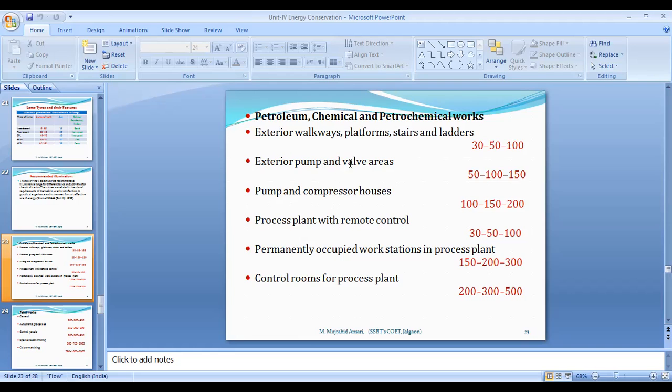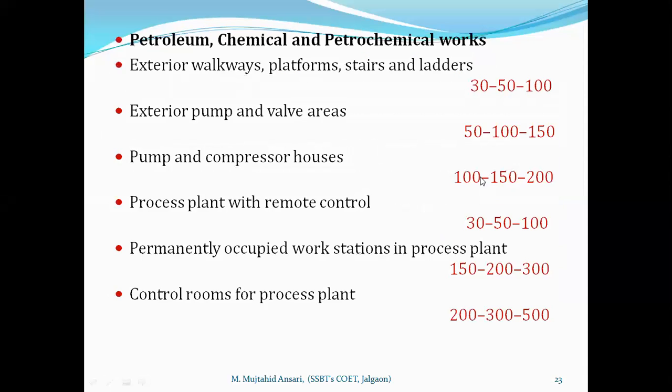Exterior pump areas and valves: as already told, in the petroleum and chemical industry there are a number of silos, tanks and their valves. In the night time or daytime we have to close and open the valves, or there may be maintenance. Under such conditions, it is 50, 100 and 150 lux. Illumination level is measured in lux, and this is the recommended lux for these areas.